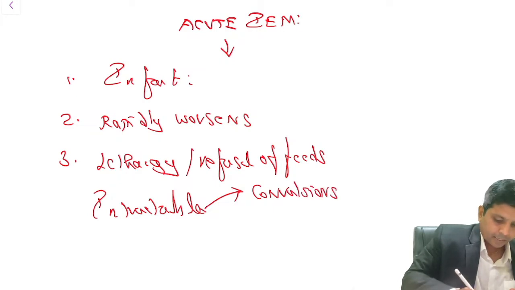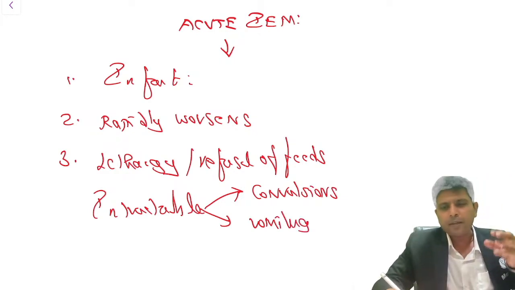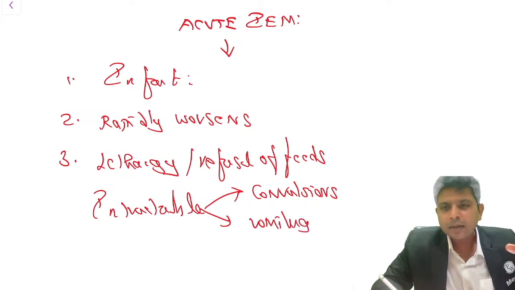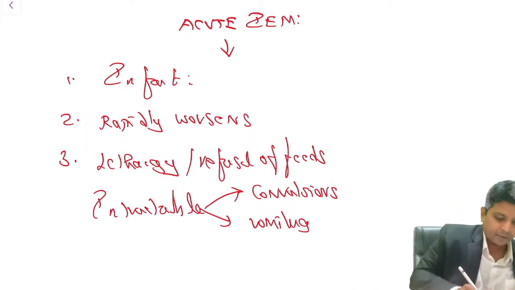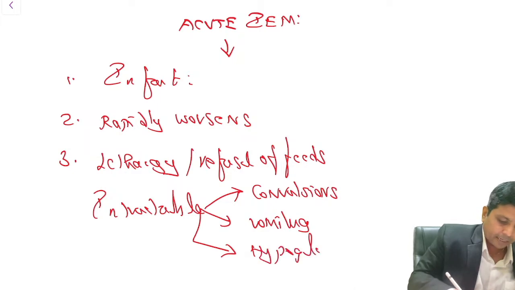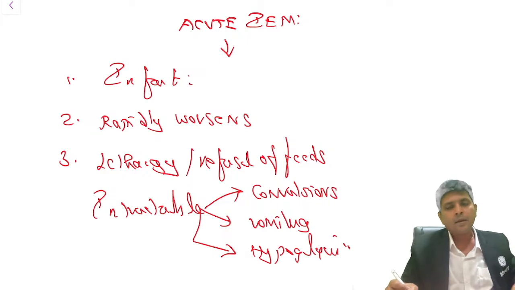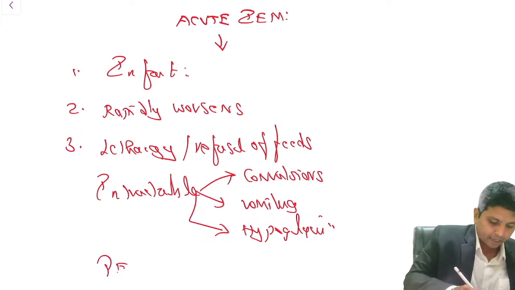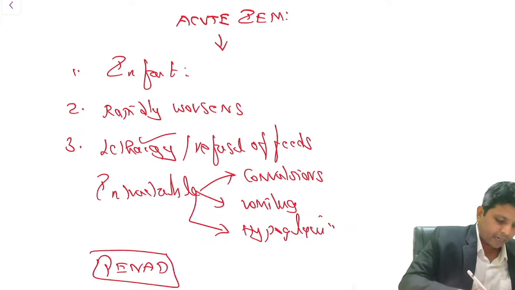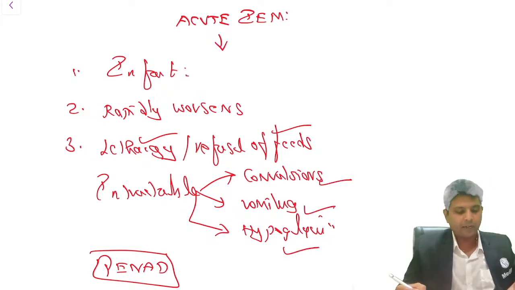Okay, so intractable convulsions, intractable vomiting. All because of what? Because of increase in the unusual substrate. And intractable hypoglycemia. My dear students, what is this pentad symptom? This pentad is unexplained lethargy, refusal of feeds, convulsion, vomiting, hypoglycemia.